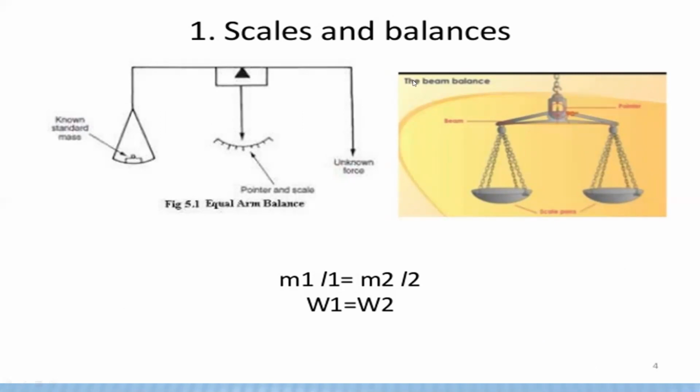How do we get W1 equal to W2? You can see the fulcrum is placed in the middle of the arm. So the arms are the same distance from the fulcrum. In this diagram, the distances are length L1 and length L2. The standard mass is M1, and the unknown mass is M2.